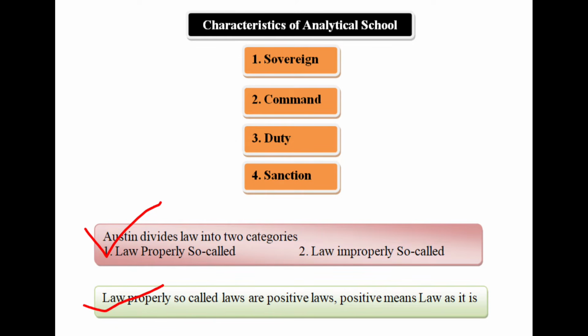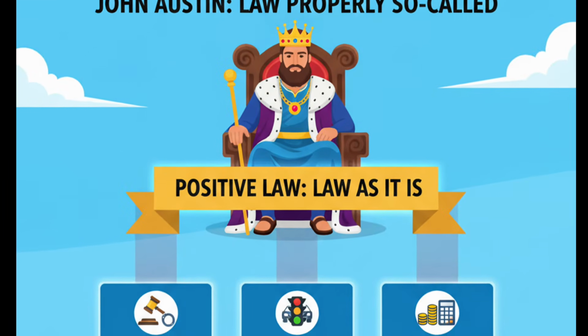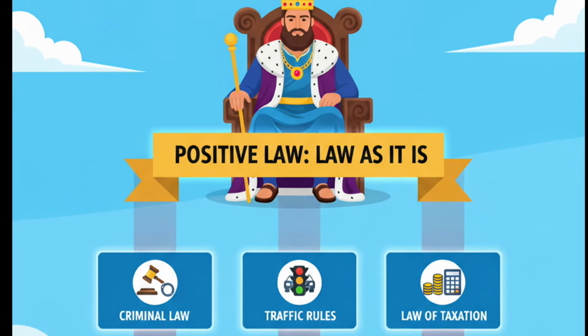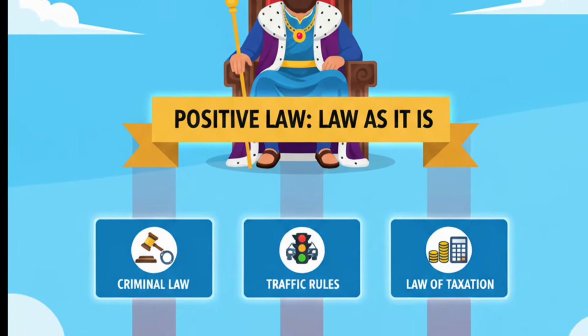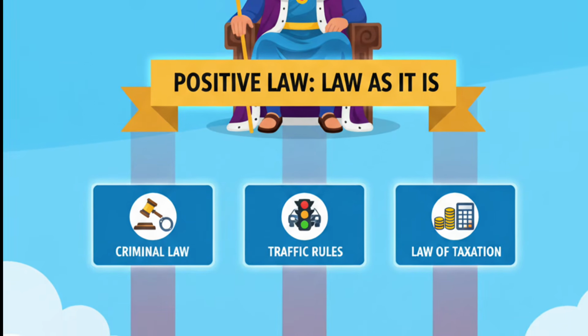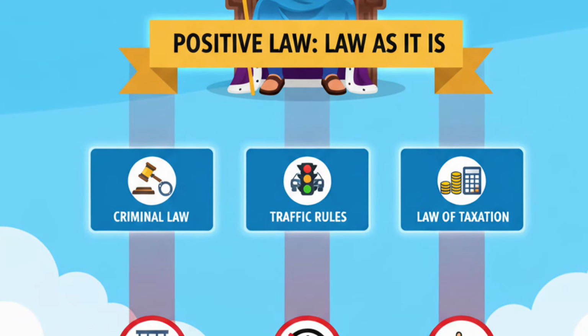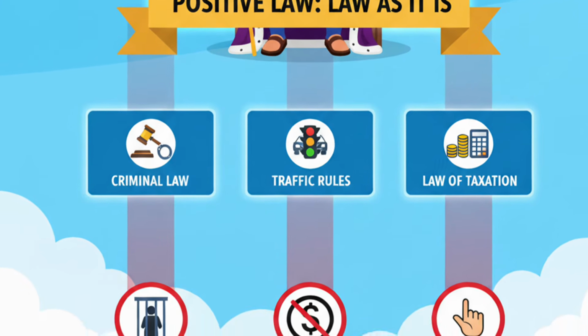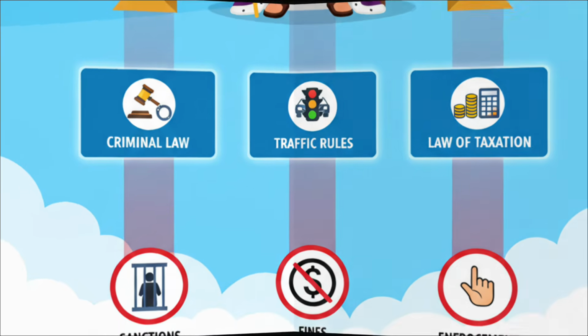Law properly so-called are positive laws. Positive means law as it is. So according to Austin, positive laws are perfect laws, and the law must be studied as it is rather than as it would be. Law has nothing to do with the past and future consequences.